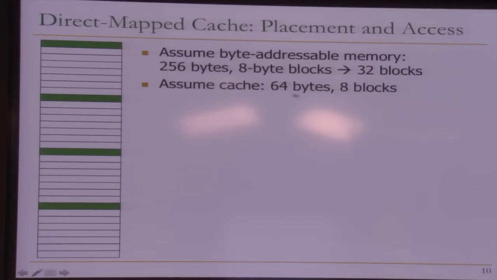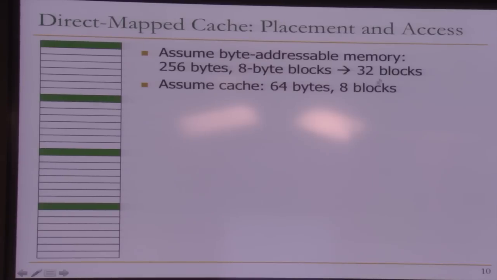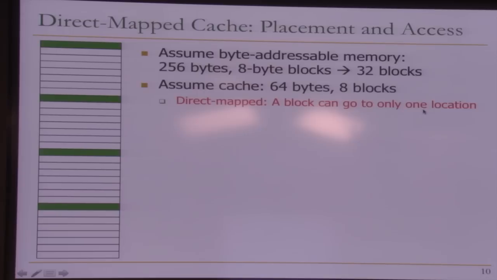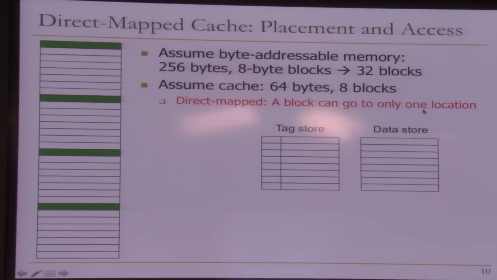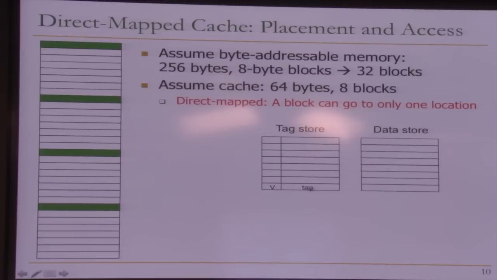Assume a cache that has 64 bytes and that uses 8 blocks. If it's 64 bytes with 8-byte blocks, you can actually have only 8 blocks, right? Basically, your memory has 32 blocks, but your cache can cache only 8 blocks. And assume it's direct mapped. A block can go to only one location. So this is what the cache looks like. Basically, it has 8 blocks, 8 tag store entries, valid and tag. And correspondingly, data store entries.